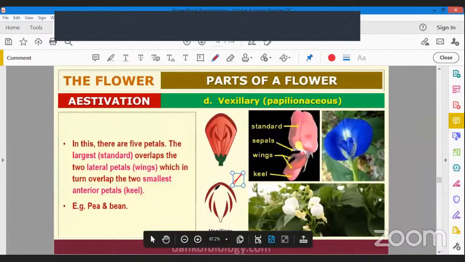Okay. There is a largest petal, which is the standard petal, which will overlap the 2 lateral petals on the top. Then you will have 2 lateral petals called the wings. And in the bottom, you have the one smallest petal called the keel. Called the keel. So remember, students, very important.